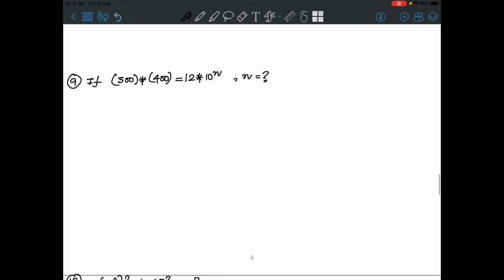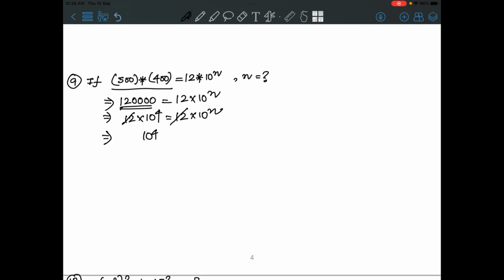Now the next problem. The next problem is 300 into 400 is equal to 12 into 10 to the power n. Then find the value of n. Now 300 into 400 is equal to 120000. Now 12 into 10 to the power n. Now this can be written as 12 into 10 to the power 4 is equal to 12 into 10 to the power n. Now 12 will cancel out each other. Now 10 to the power 4 is equal to 10 to the power n. As we are seeing the base is equal, the power is equal, so n equals 4. So this is the final answer.